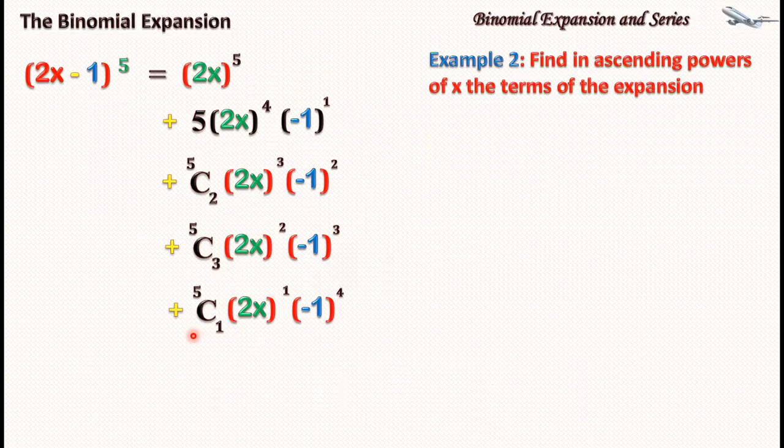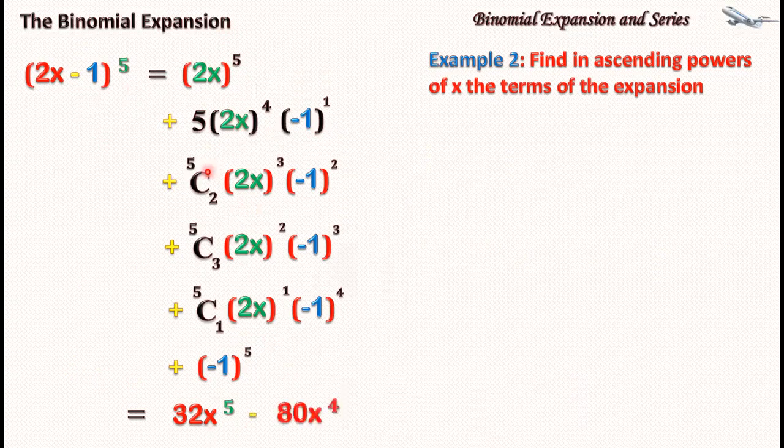1 times 1 is 1. So times minus 1 to the power 5. So this is the expansion. So when we simplify, we are going to have 2 to the power 5 is 32, x to the power 5. And here we have 2 to the power 4 is 16, times 5, 80. 80 times minus 1 is minus 80x.